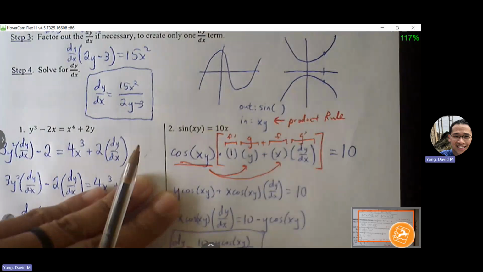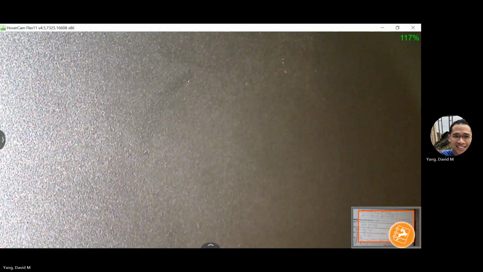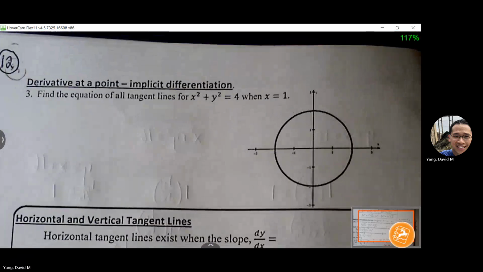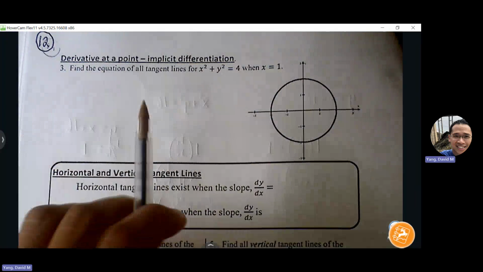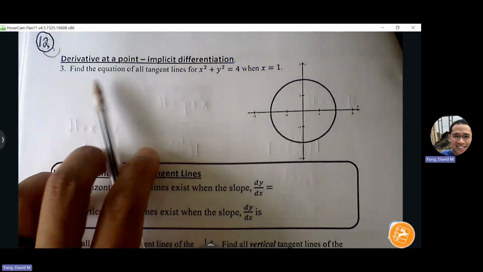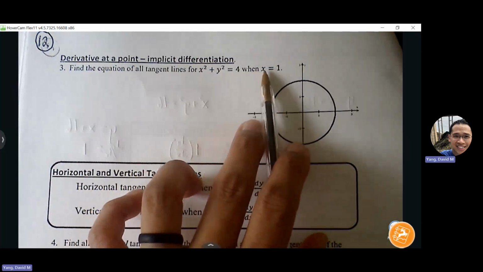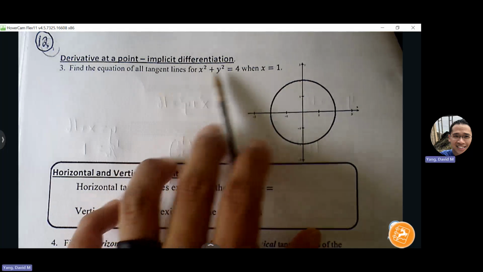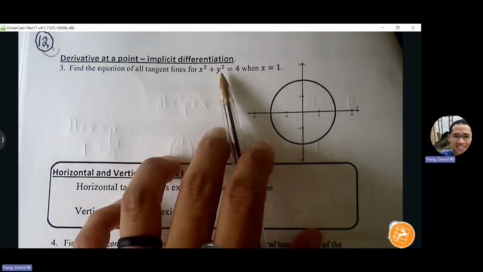Okay, let's go to page 12. Page 12, number 3. Find the equation of all tangent lines for x squared plus y squared equals 4 when x equals 1. So let's go ahead and find the derivative, which will give us our slope formula.